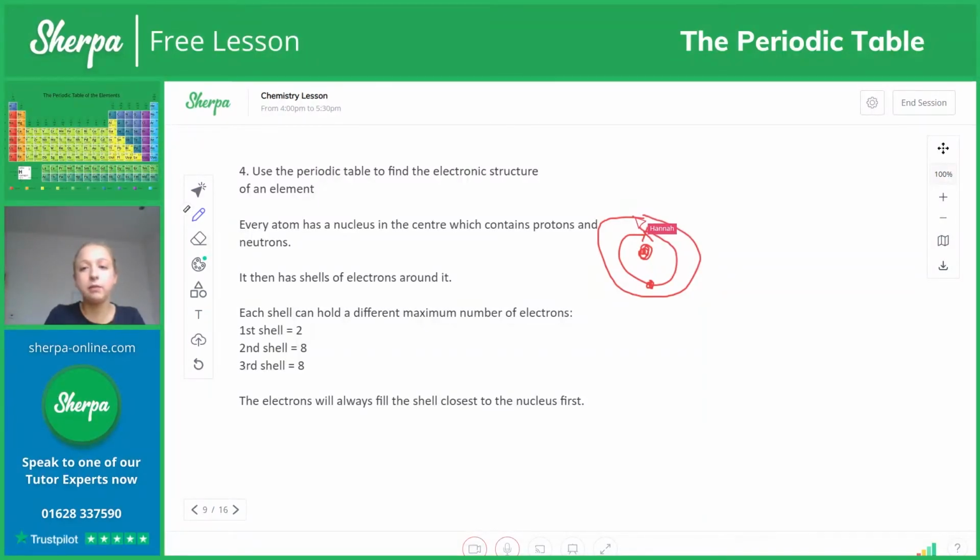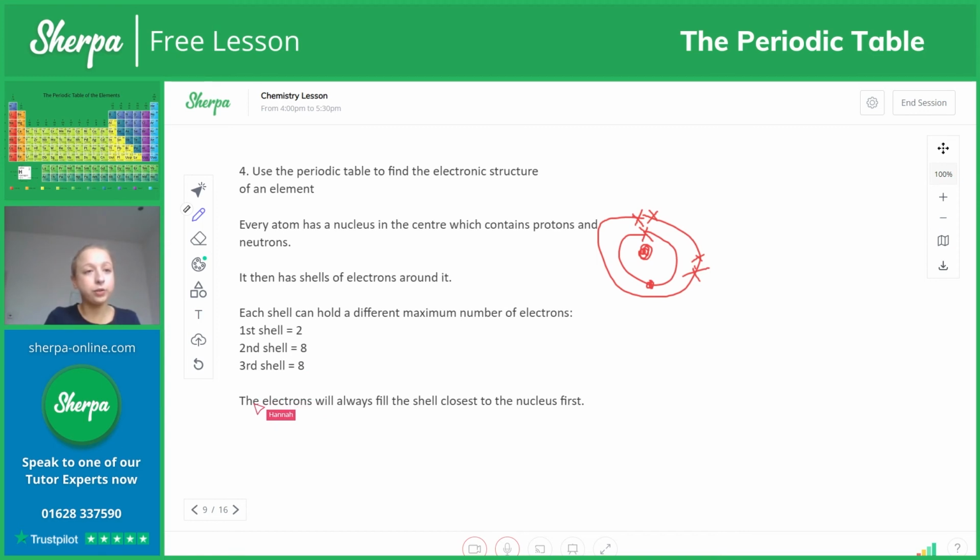So I won't draw them all, but we've got 1, 2, 3, 4, and so on. 5, 6 there, 7, 8. And as you can see, the third shell contains 8, and so on and so forth.